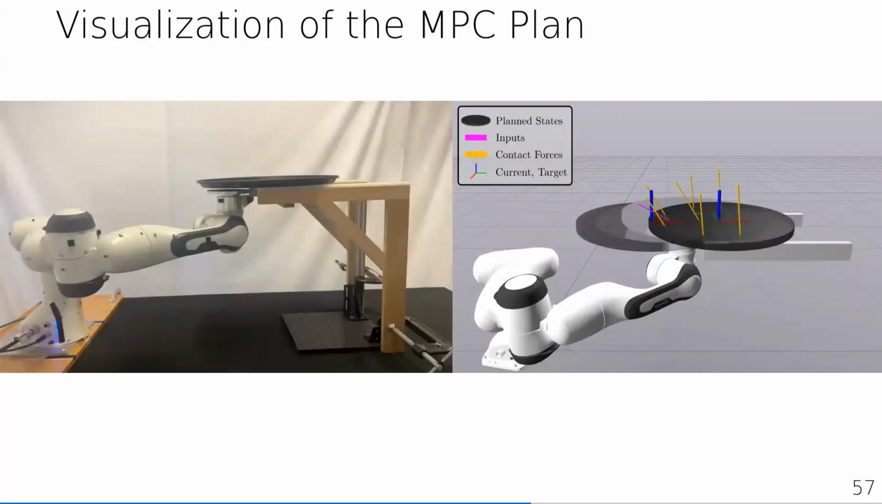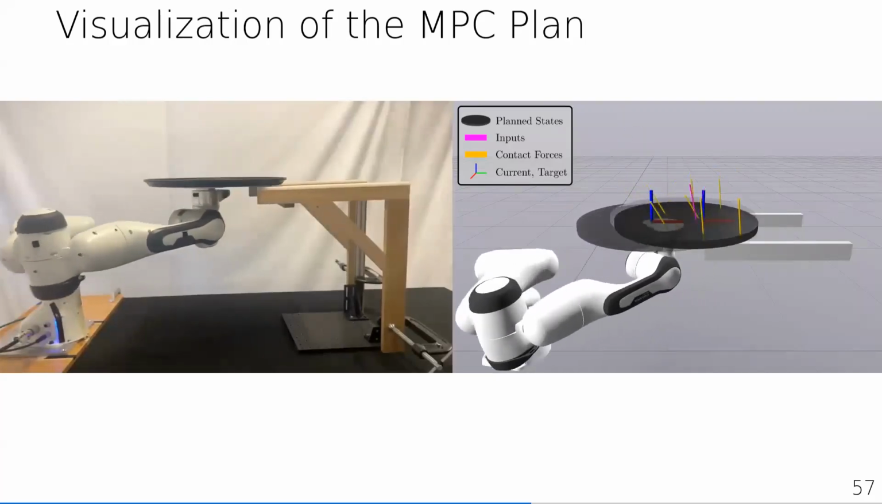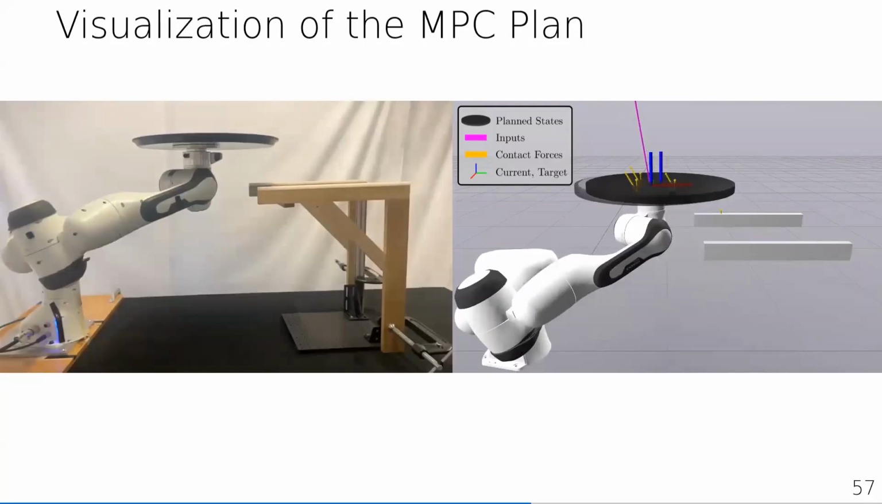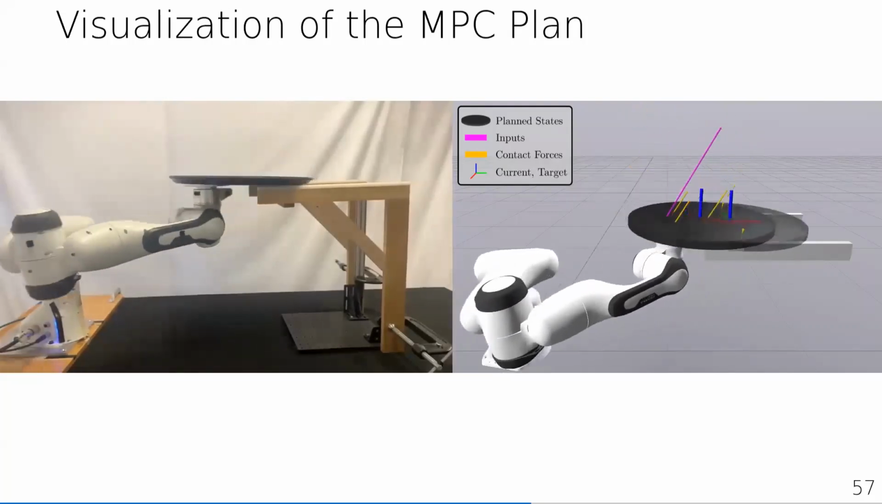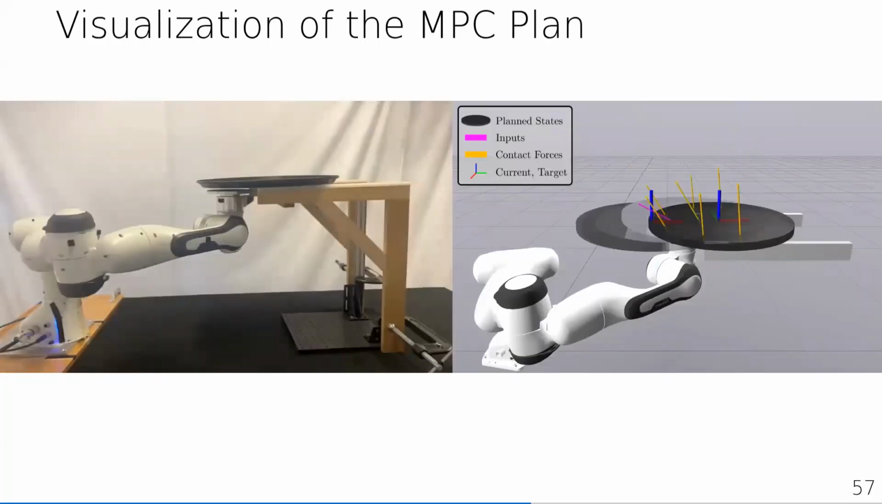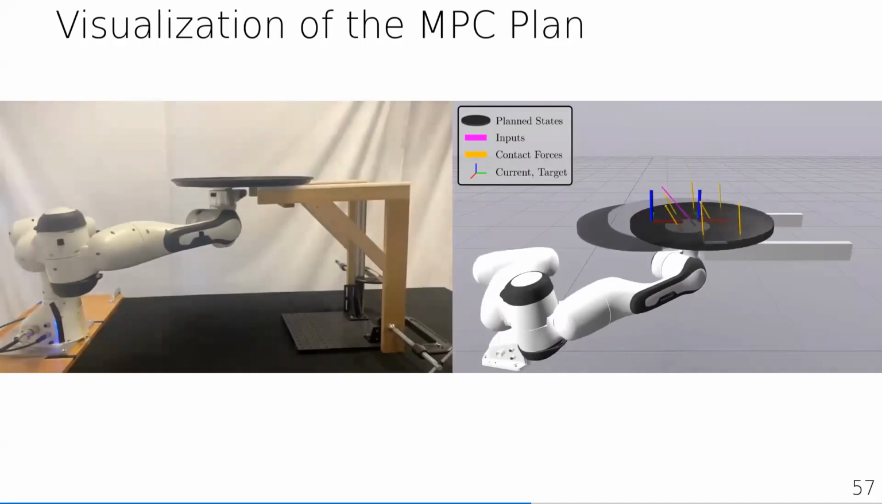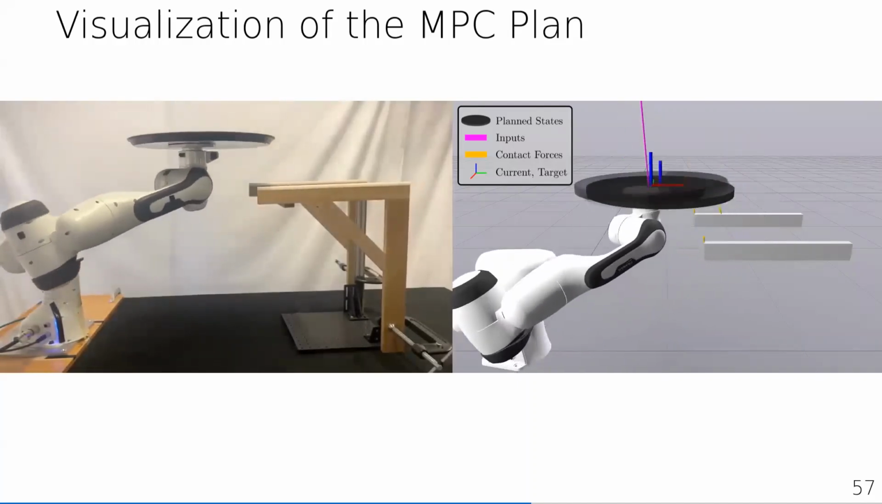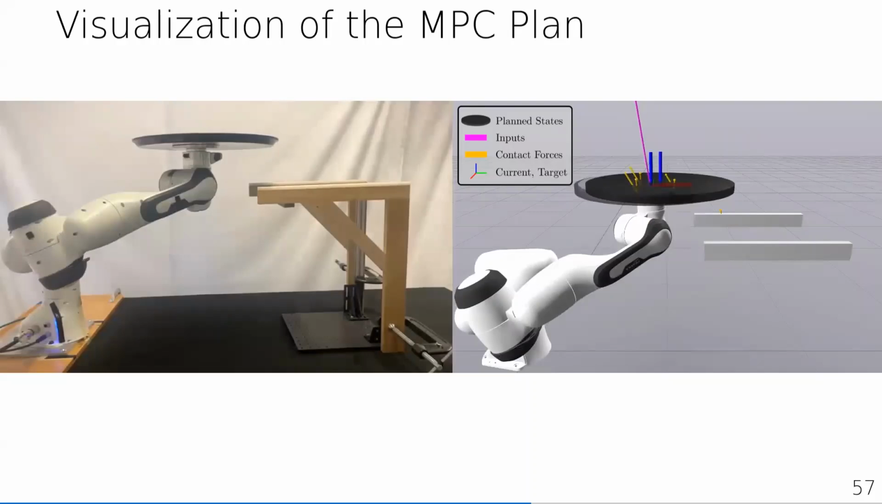To show what the MPC is actually planning for, we can draw the planned states as well as the current control inputs and the contact forces that the MPC is planning for. You can also see that the current target is indeed sparse. We're just giving it a static target, and once it gets close enough, we'll give the next target.